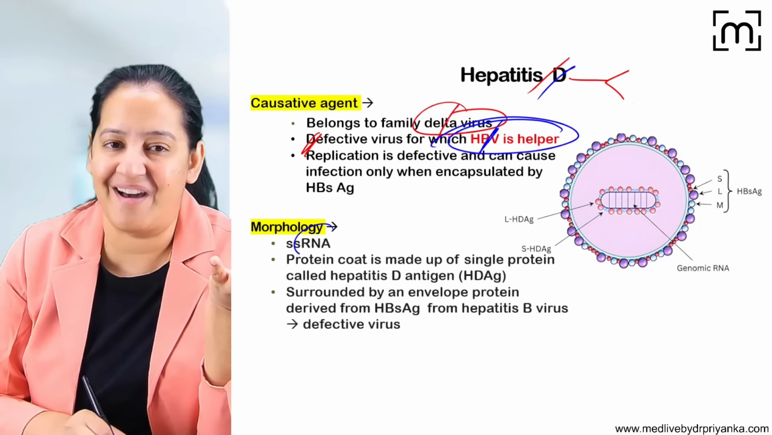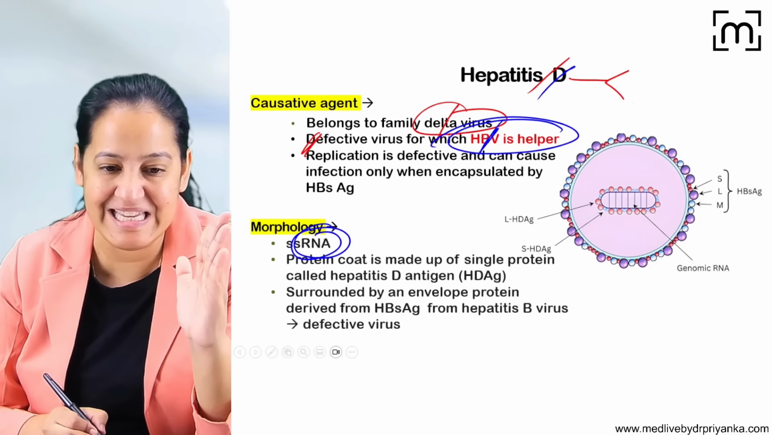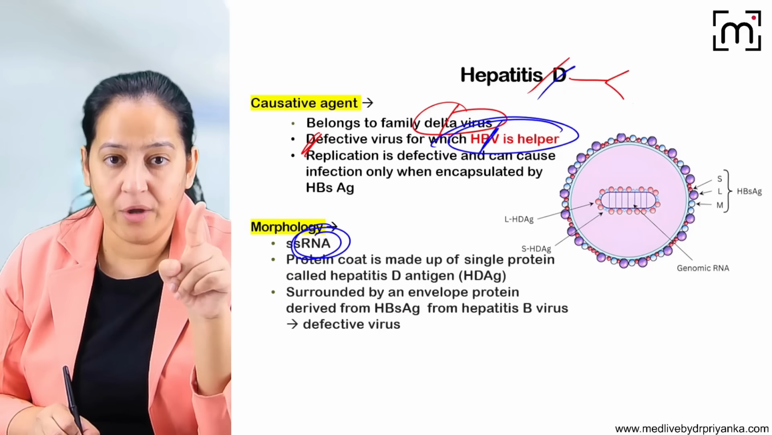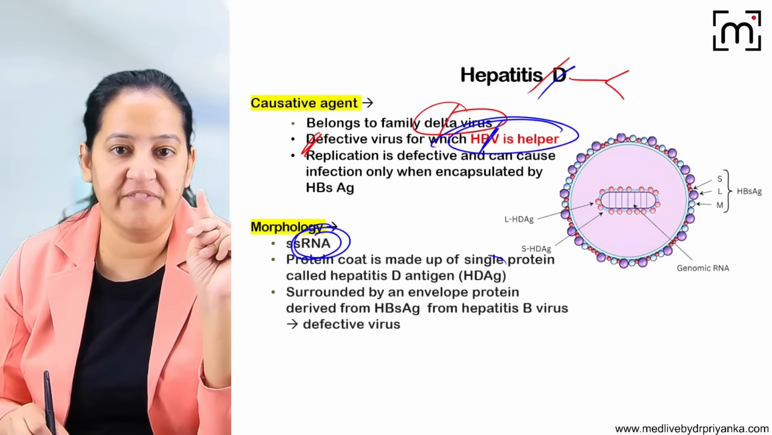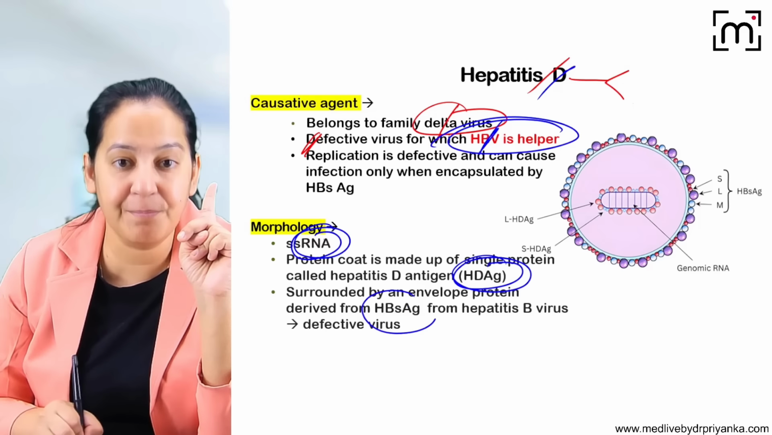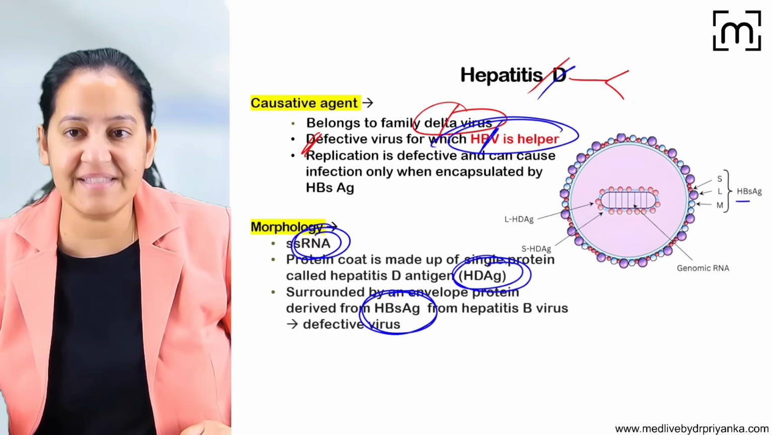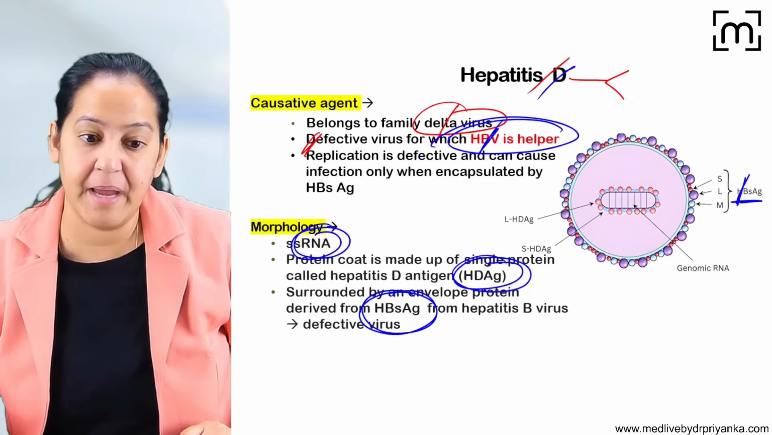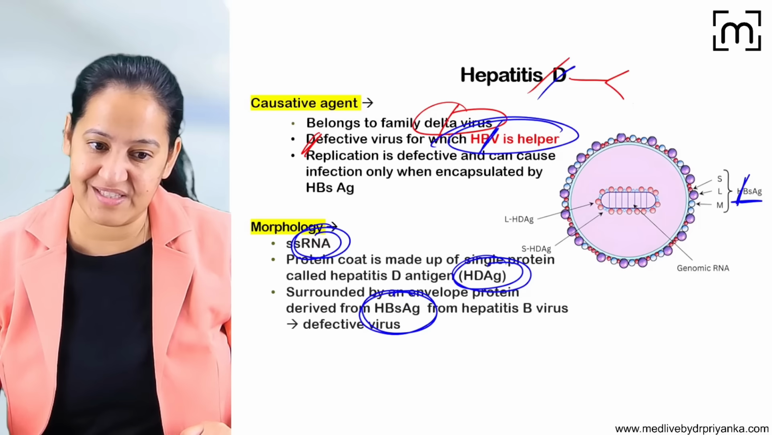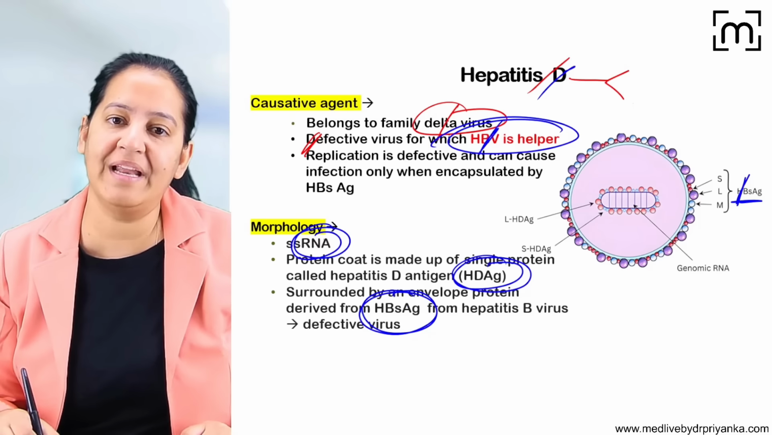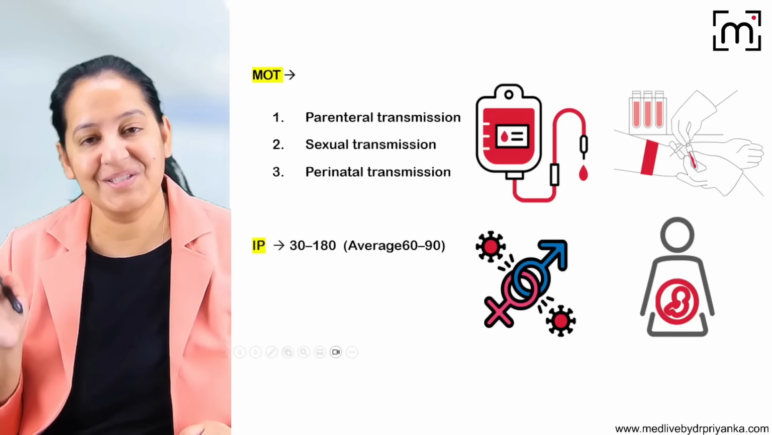It is a single stranded RNA virus. I told you only B is a DNA virus, rest all are RNA. And it has an envelope also. On the envelope, it has two antigens. One is D antigen and one is hepatitis B antigen, which is derived from the hepatitis B virus. That's why it's defective. So it requires an antigen which is derived from B: hepatitis B S antigen, S for surface. So this antigen is given by the B virus and then only it can cause hepatitis. Only D antigen cannot cause hepatitis. So that is the defect.